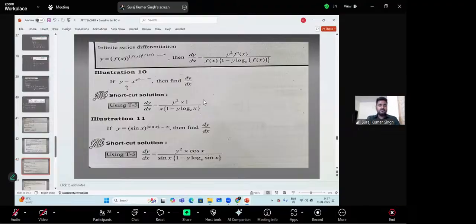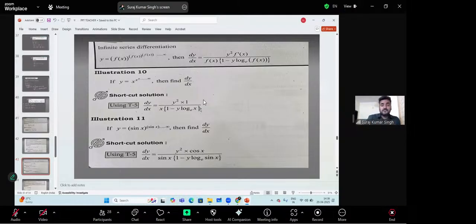Let's see one example. Suppose y equals x to the power x to the power x till infinity. We have to find the differentiation of this. How to get it? The function given is x, so we just apply this shortcut. The derivative of x is 1, f x is x, and inside the bracket 1 minus y into log f x. You can see that it is not taking time. In 5 to 10 seconds you can give the answer.